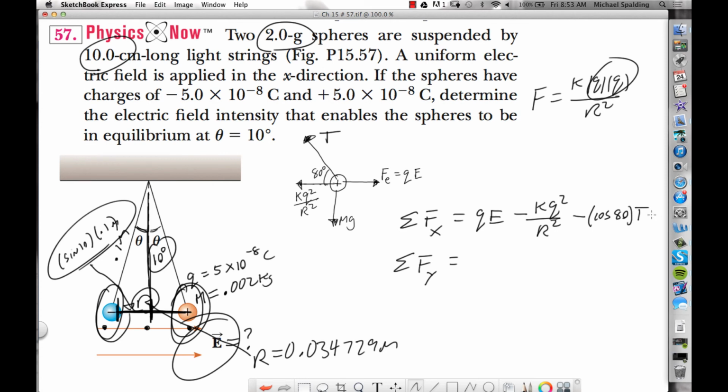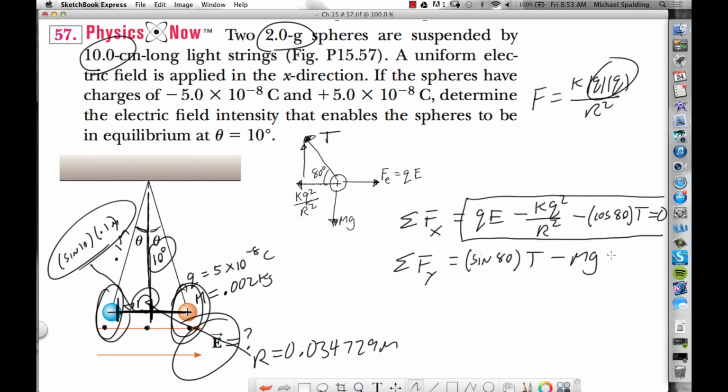Now, what will the sum of the forces be equal to here? Sum of the forces equals ma, but is this sphere accelerating? Nope, so it's equal to 0. All right, so we just wrote a very useful equation. All right, in the y direction, we have 2 forces. We have the y component of tension, which is sine 80 times T, and then we have mg down. Again, there's no acceleration in the y, so that equals 0.